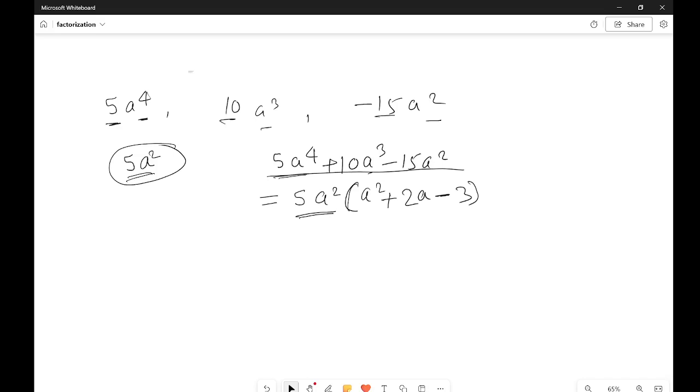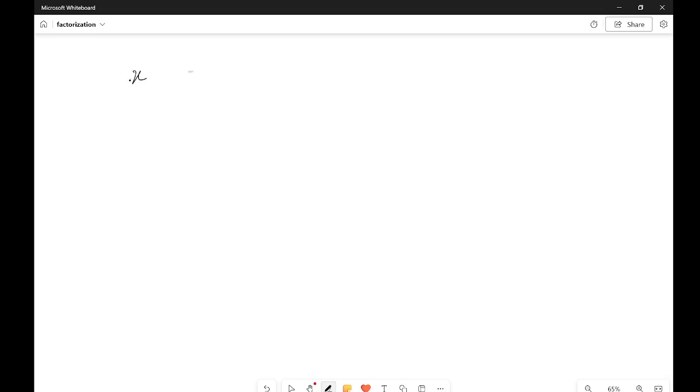Let's go with another example of factorization. Say my expression is 3x minus 9. I want to factor it. So I will use the common. What will be the common? Here only the constant can be common, so only the constant for 3 and 9. It will be just 3, and then bracket.